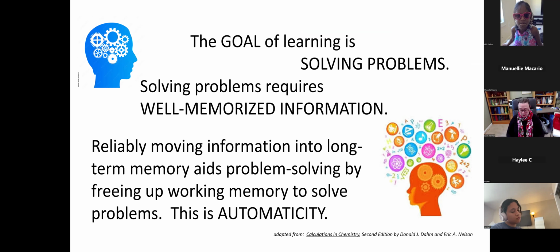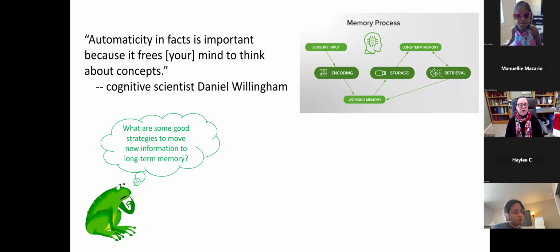But that's what we want to do, is work on that automaticness so that you can take that knowledge and apply it to something else. All right. So how do we do that? How do we get things that we've just learned about, that we've just read about, just experienced in class? How are we going to get that into long-term memory?